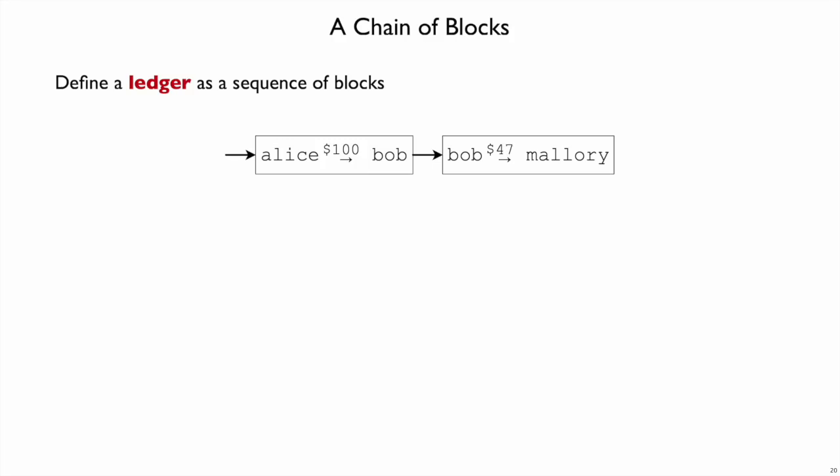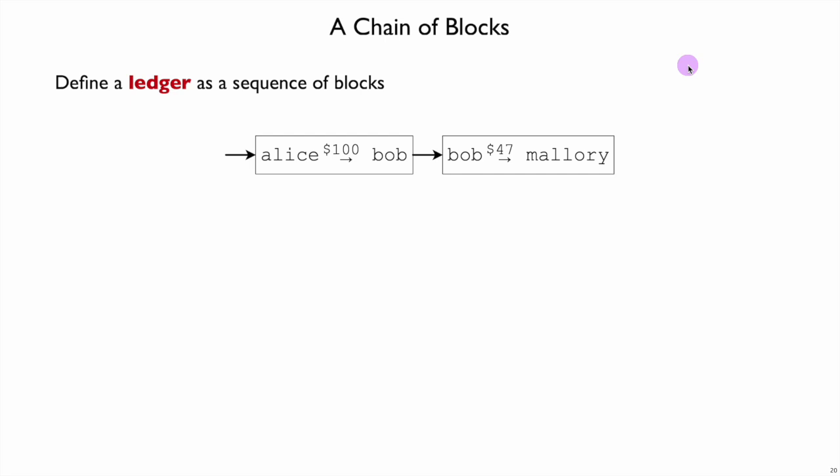To do that, we're going to define the idea of a ledger. This is a notion that comes from accounting, but for our purposes, a ledger is just a history of promises or transactions. So Alice gives $100 to Bob, Bob gives $47 to Mallory, and so on. It's just going to be a linked list of these blocks.